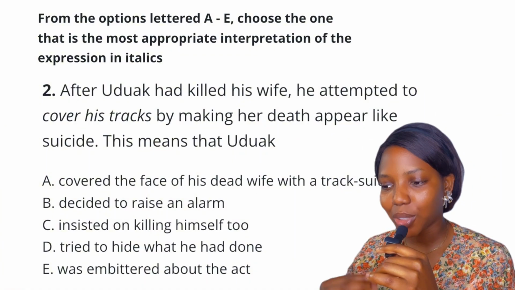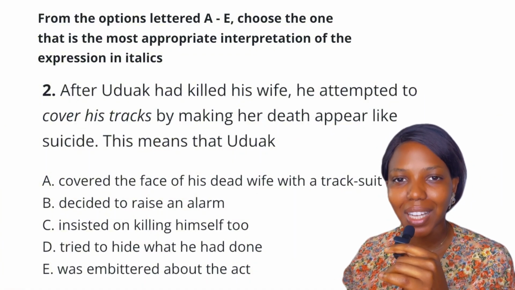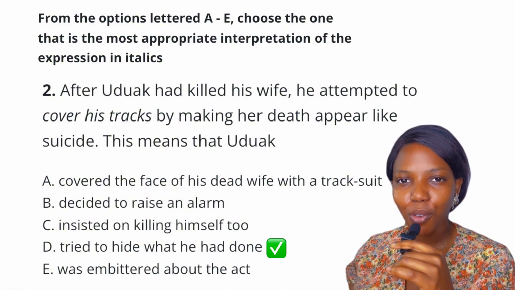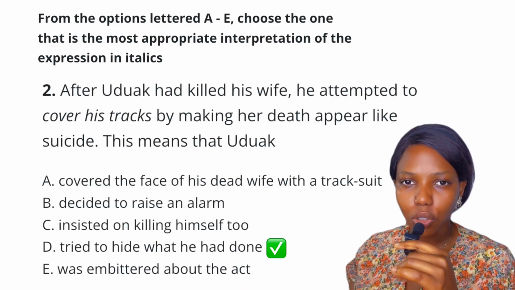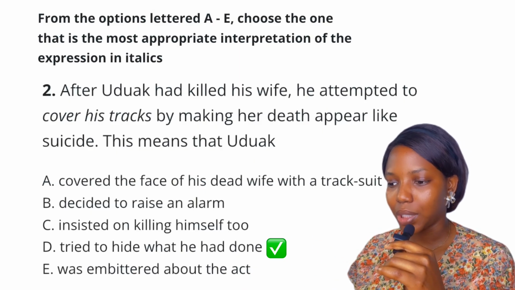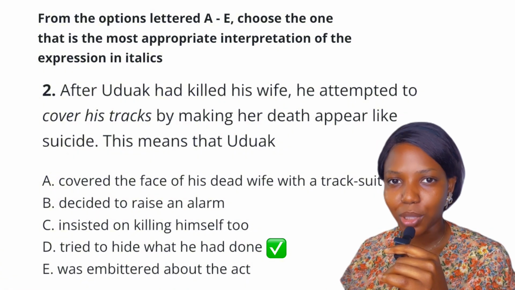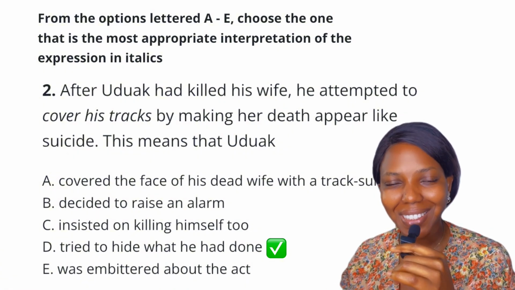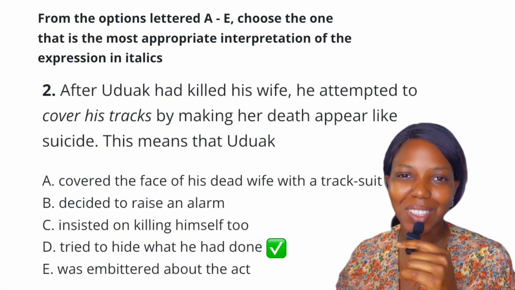Option D, try to hide what he had done. This is the answer to the question because cover his tracks means to conceal, to hide evidence. Option E, was embittered about the act. This is not the meaning of the expression. So that makes option D the final answer to this question.